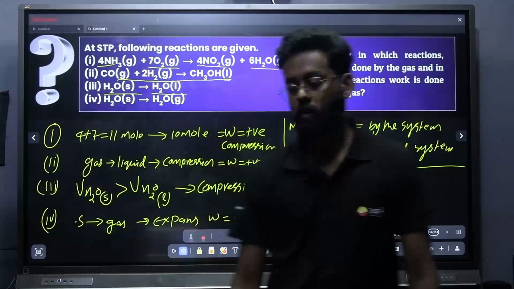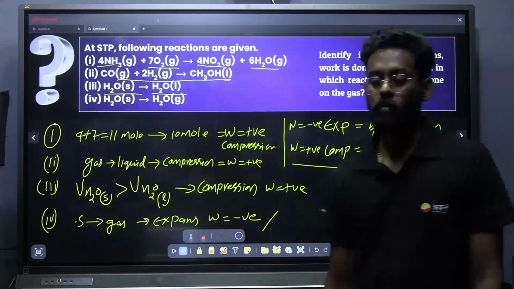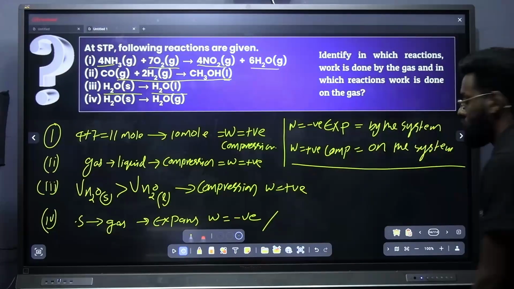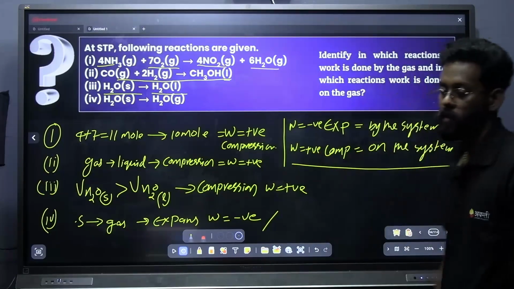So these are the points I want everyone to take a note about the work done. If it is clear, I can move to the next part. Are you all done with it, everyone? Yes.